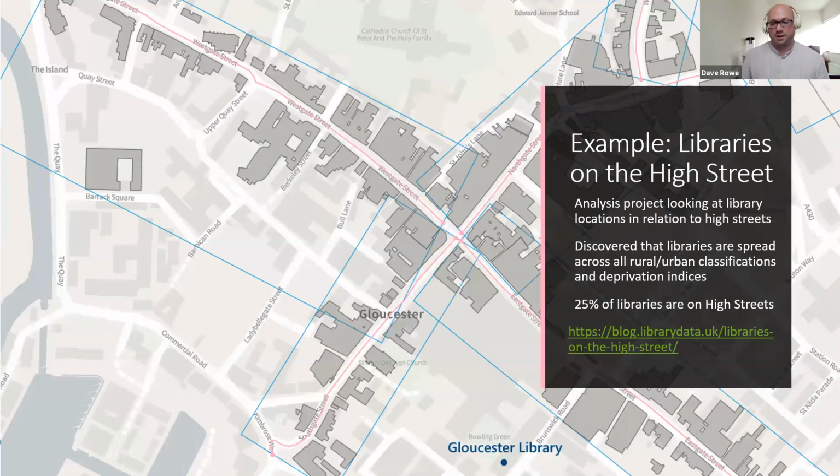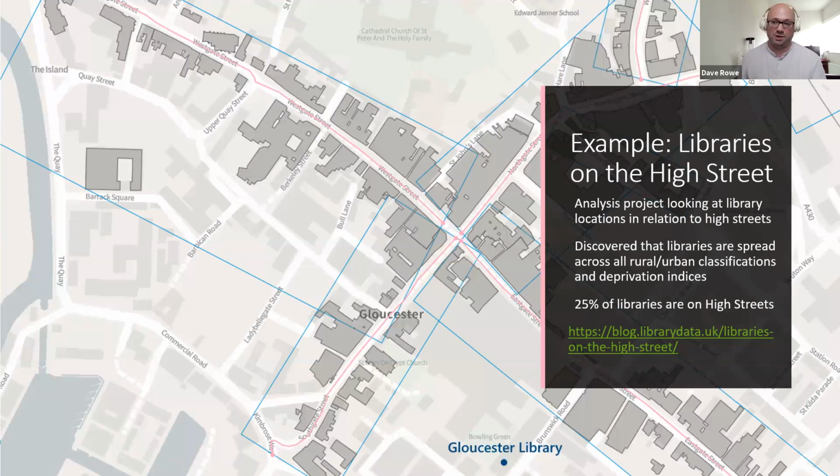Then another example I did last year using the locations of libraries was to analyze the relationship between libraries and high streets. We have quite a good data set in the UK, which is all the locations of our high streets, mapped by our main national geospatial company called Ordnance Survey. They mapped all the high streets in the UK, and they had a formal definition for what a high street meant.